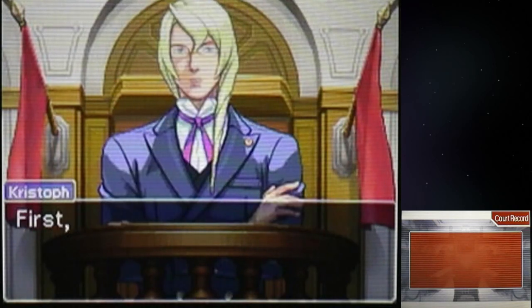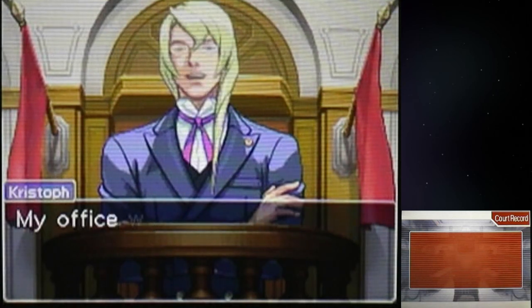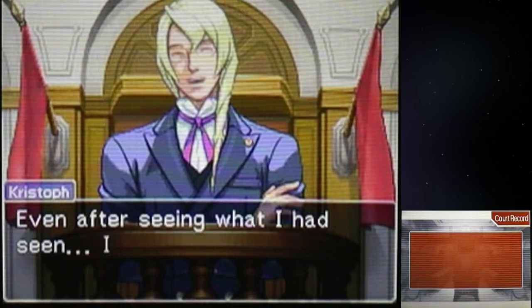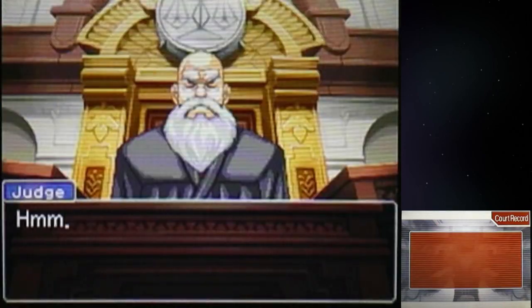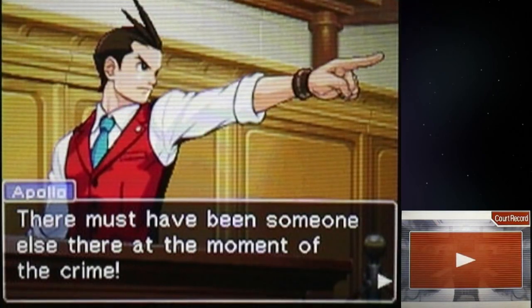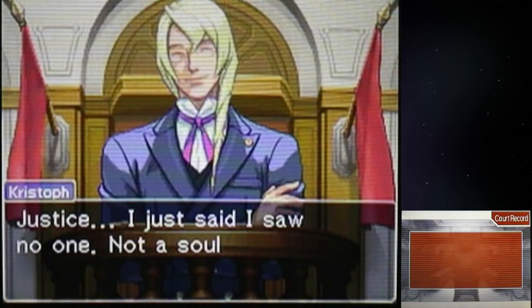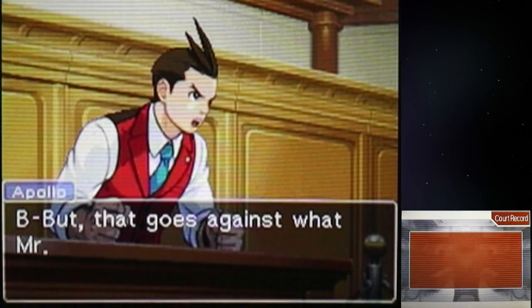Two reasons. First, I didn't actually witness the very moment of the crime. Second, my office was asked to defend Wright. Even after seeing what I had seen, I couldn't abandon my friend. There must have been someone else there at the moment of the crime. Justice, I just said I saw no one, not a soul. But that goes against what Mr. Wright said.